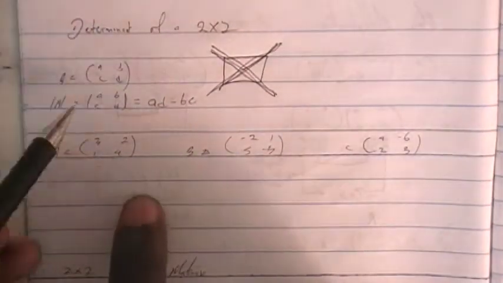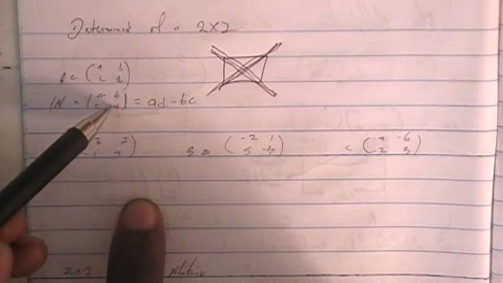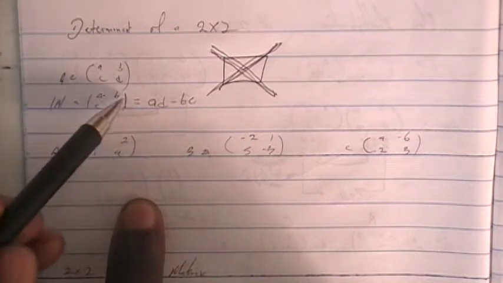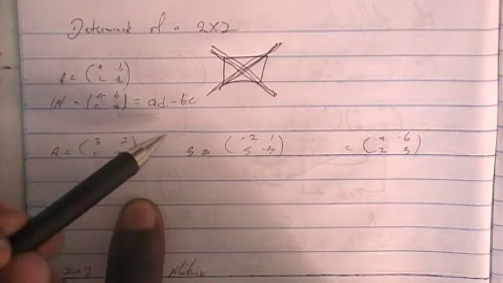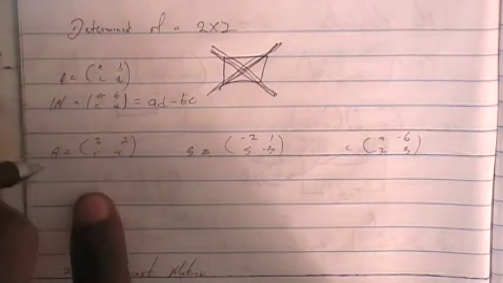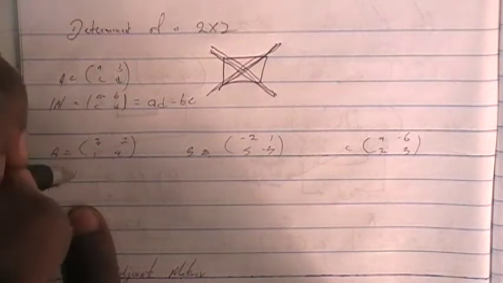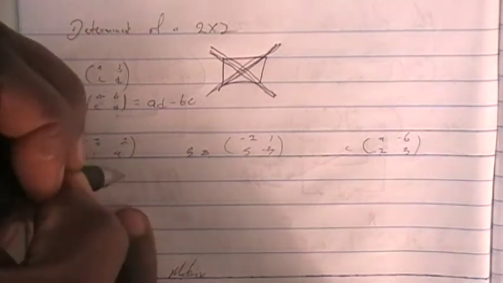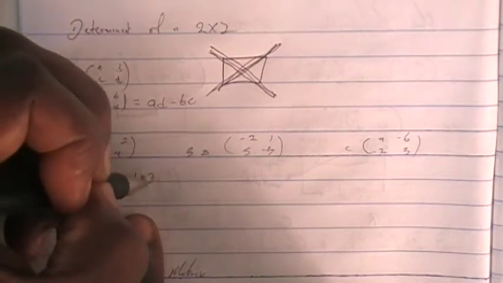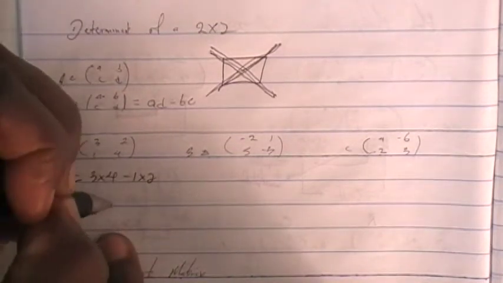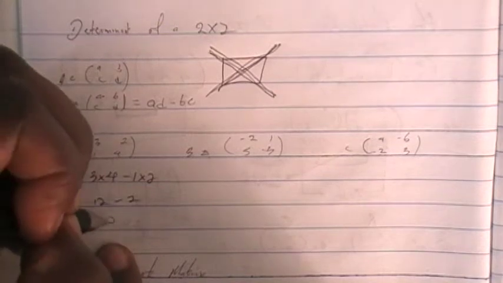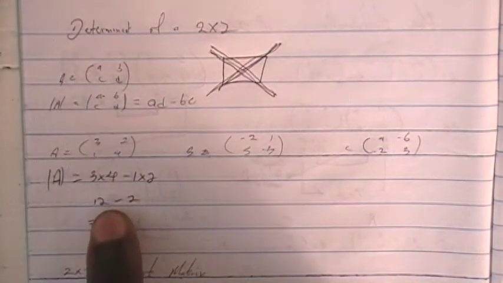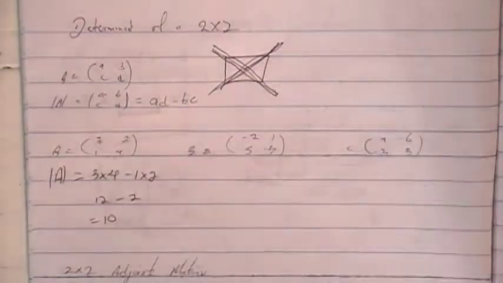In this diagonal is A and D, so it's A times D minus the non-leading diagonal, which is B and C. It's represented by the modulus of the capital letter, and this is equal to 3 times 4 minus 1 times 2, which is 12 minus 2, which equals 10. This proves that this matrix is a non-singular matrix because its determinant is not equal to 0.